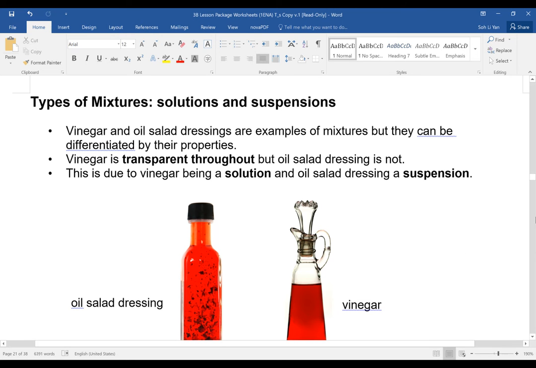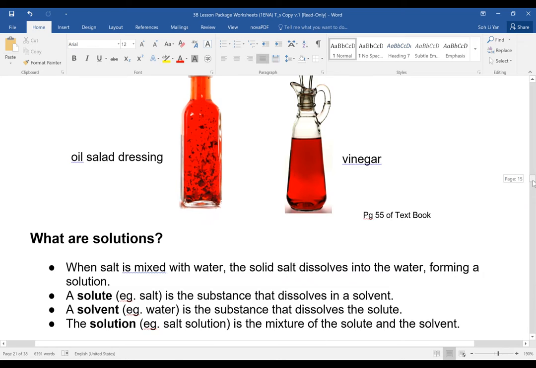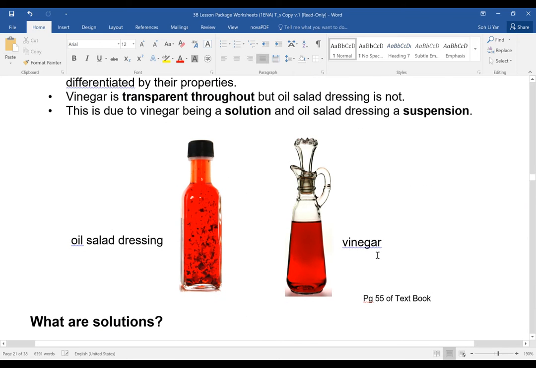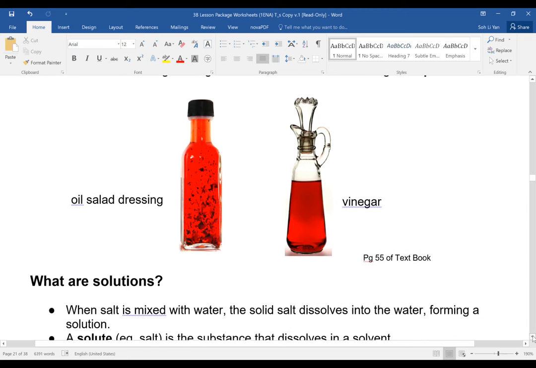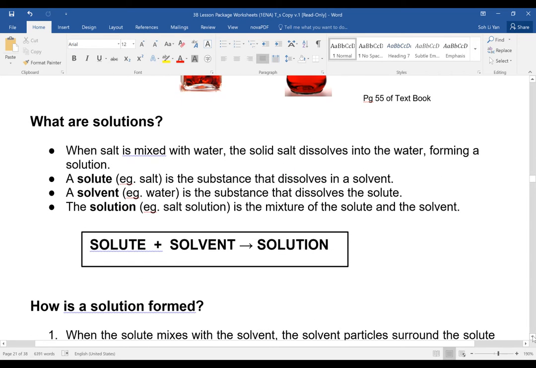These two examples were given in the PowerPoint slides about oil, salad dressing, and vinegar. At a glance, you can see that this is a solution, this is a suspension. A solution allows light to pass through and is usually clear and transparent, whereas for the oil salad dressing, there will be certain parts that are opaque, which don't really allow light to pass through. And if you let it stand for some time, it will separate into two layers. Okay, so this worksheet 3C talks more about solutions.